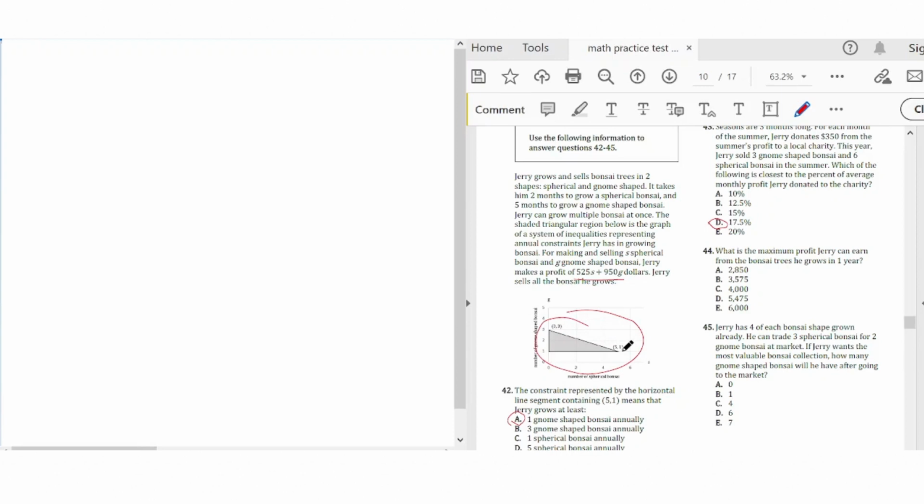So looking at this left endpoint, we're going to have 3 gnomes sold and 0 spheres made, 0 spheres grown. So we would have 525 times 0 plus 950 times 3. That comes out to $2,850 of profit.